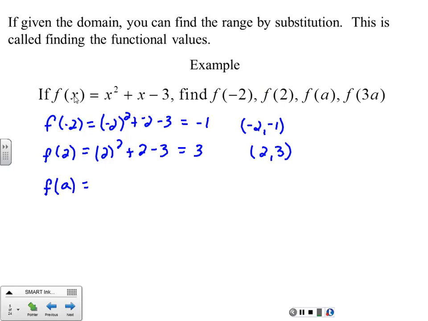I replace this x with an a. So what do you think I'm going to do with this x? It's going to be an a. And what do you think about this x? It's going to be an a. Now watch what happens. So now my function is going to turn into a squared plus a minus 3. Can you do any algebra to that? Can you do any math to that? In other words, can you find the range? If I plug in a, do you know what the range is going to be?